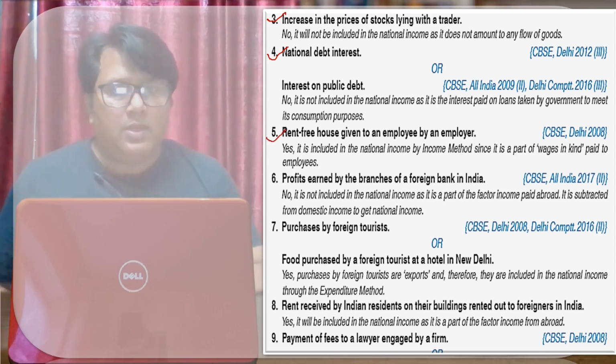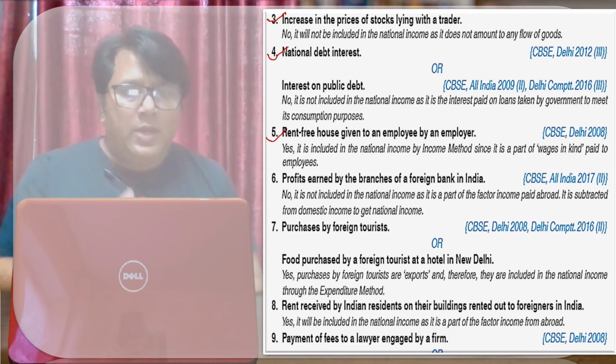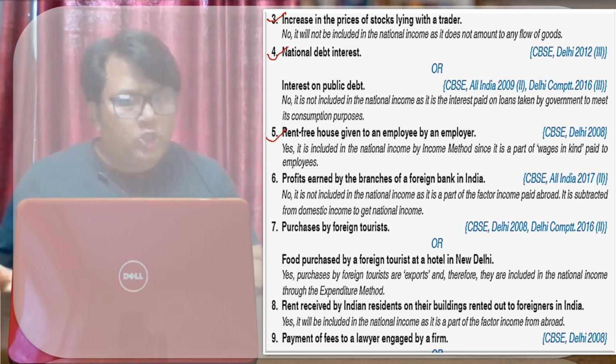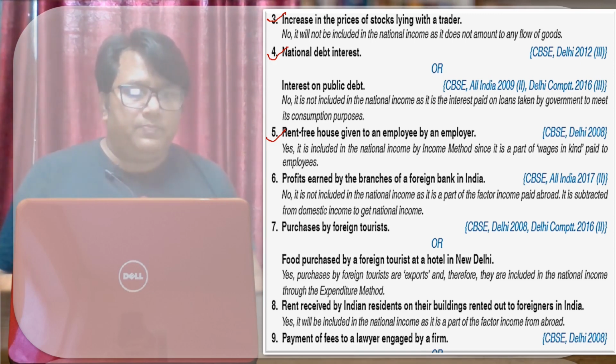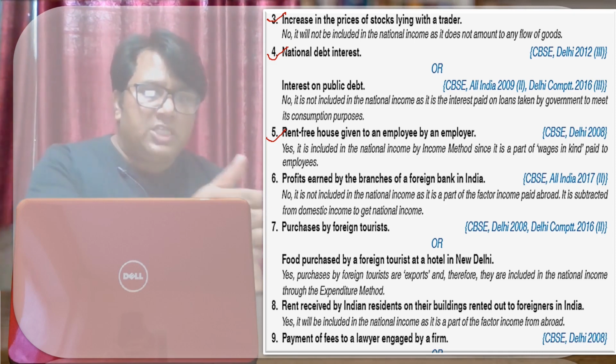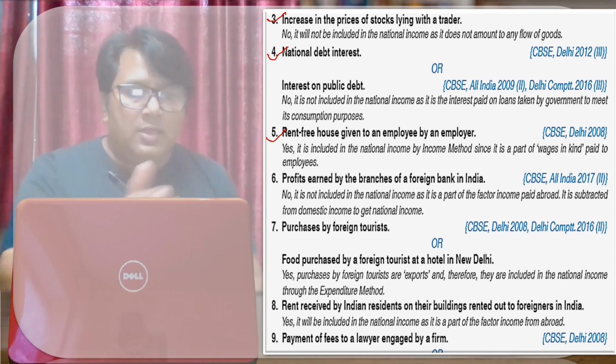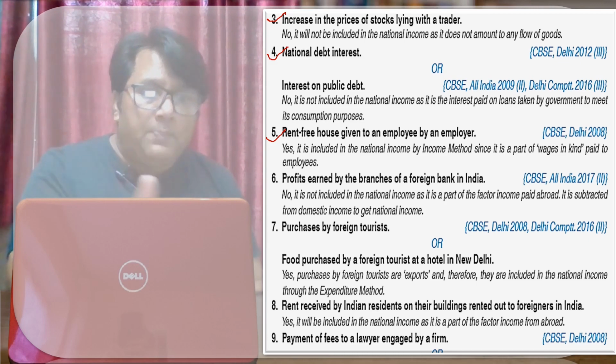Next is rent-free house given to an employee by the employer. It should be considered. Why? Because it is a perquisite. It comes under the compensation of employees. It is nothing but the perquisites or the perks.